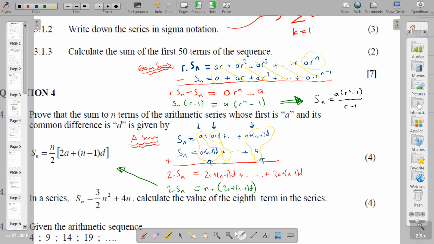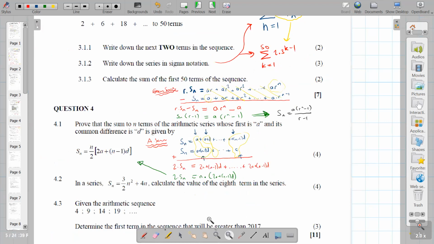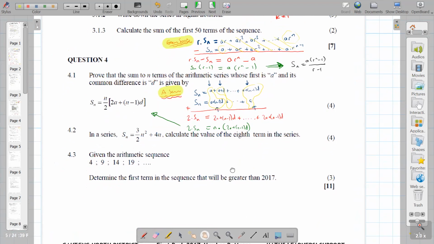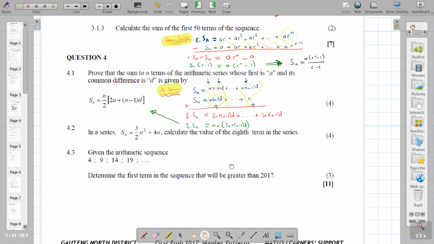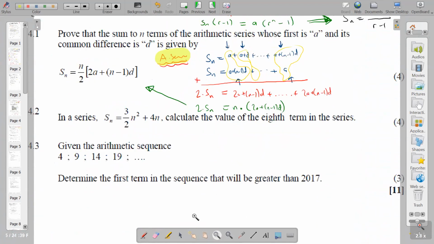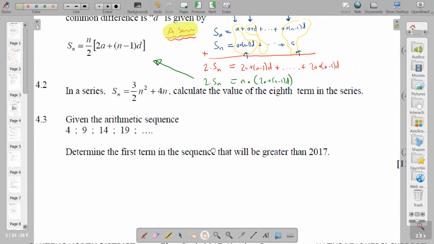Okay, so these are the two proofs we just quickly went through, the geometric series and the arithmetic series that you can write. Now, that is again a different question, so let me not skip 4.2. I was thinking maybe it is the same, but no.